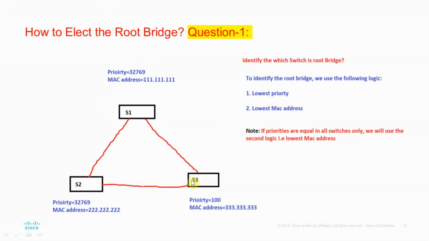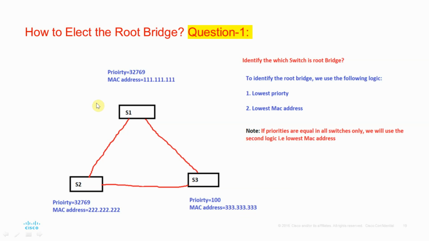So I told you we have 2 things. Priority contains the extended system ID. So priority plus extended system ID equals the priority value. That is 32768 default plus 1, 32769. Then the MAC address value. So all these three switches have a priority value and a MAC address value.